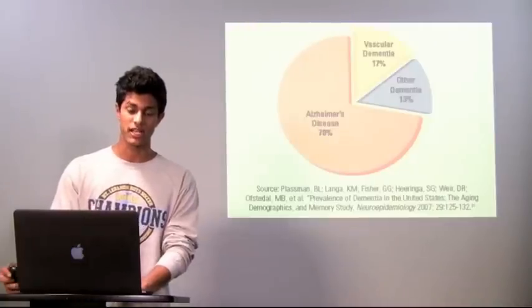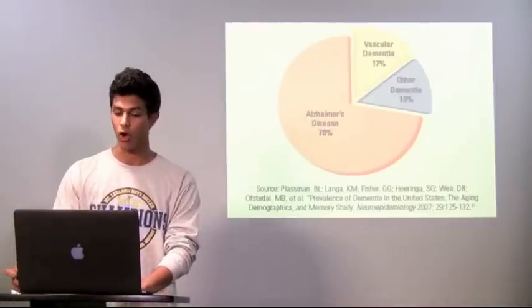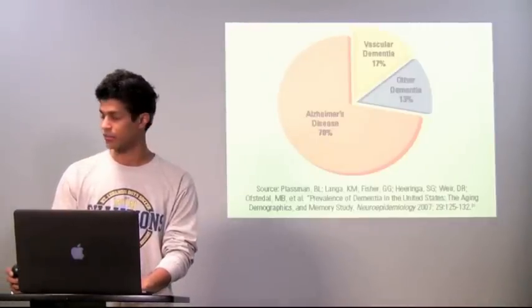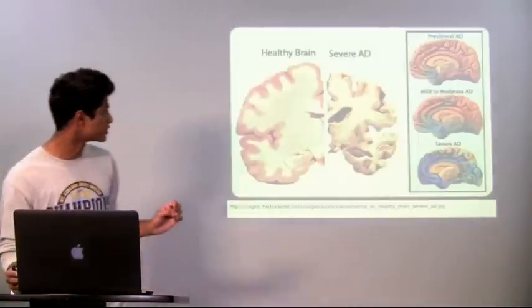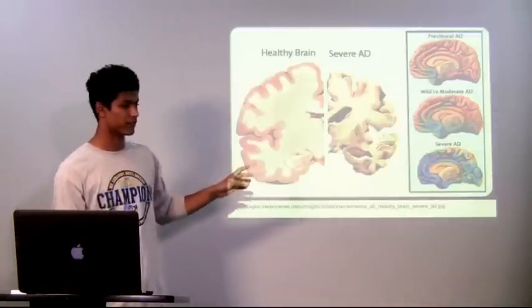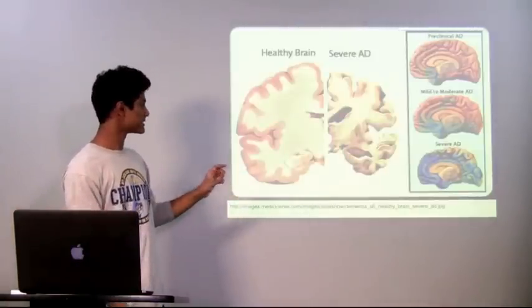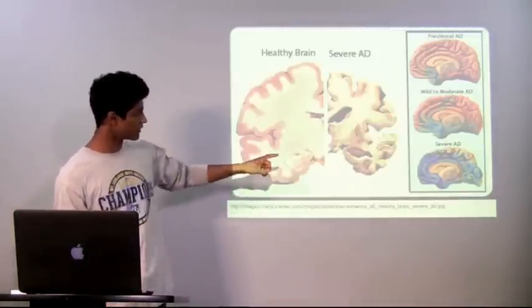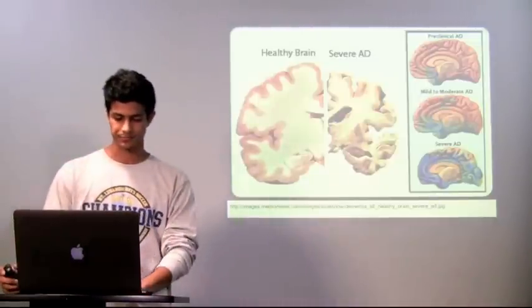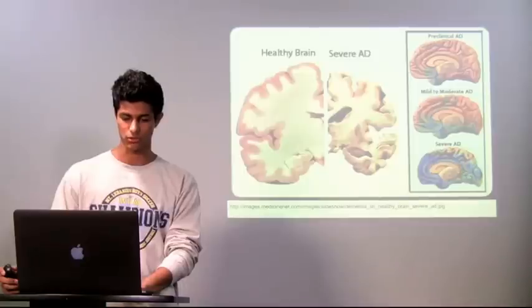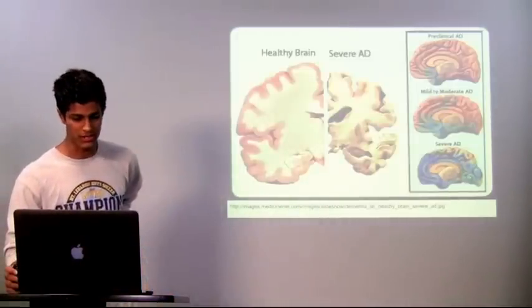And in the severe stage, we see these plaques and tangles spread all throughout the brain, and the brain tissue shrinks significantly. As we can see from this picture, the severe Alzheimer's disease brain is significantly smaller in all of the areas described compared to a healthy brain. And this is also due to age-related changes.